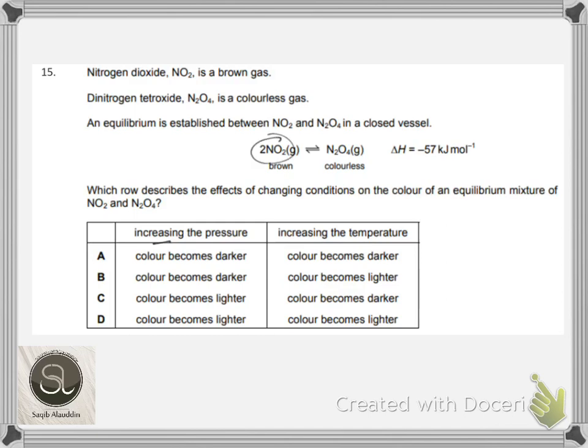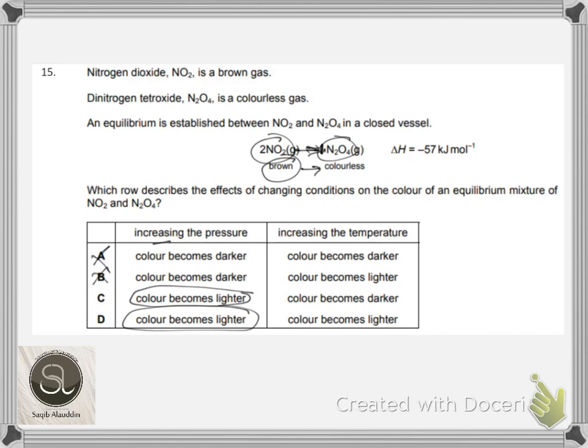So there are 2 moles of NO2 and 1 mole of N2O4. So as you increase the pressure, equilibrium will shift forward towards less number of moles. Forward shifting means brown gas will turn to colorless. So you expect the color to become lighter. So color becomes lighter. You are left with option number C and D.